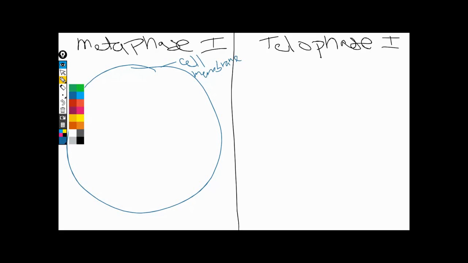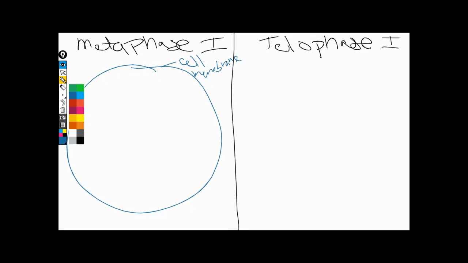Okay, so I have my homologous pairs. Right, we made homologous pairs in Prophase 1. That was like our big, special, unique shtick. Okay. Do we stay in homologous pairs or do we break them up? We stay in our homologous pairs, right? So if we go to all the trouble to make homologous pairs, we're going to stay in them.